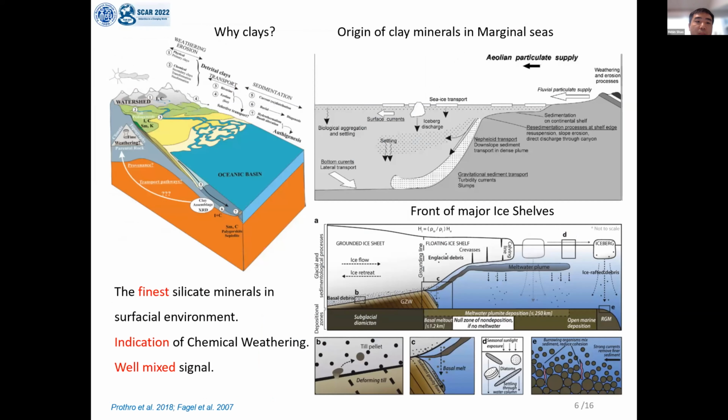While we study the clay minerals, we know that clay minerals are important products of chemical weathering, and they are the finest silicate mineral in superficial environment. And this figure shows the transport way from the source region to the marginal seas and deep ocean. So the sediments in the ocean system contain important information of source region. And it is important to understand the environment and climate in the source region.